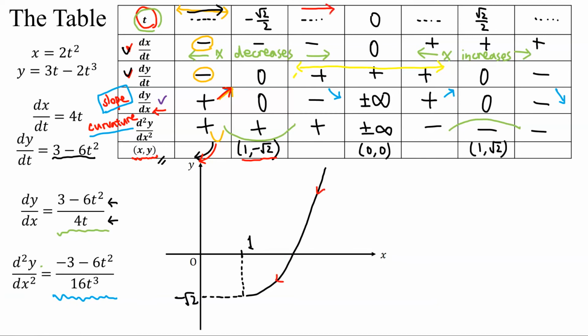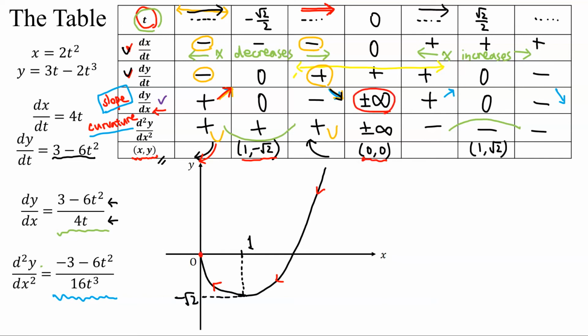And then let's take a look at this interval. Here x decreases, but y increases, and the overall curve is decreasing, and it is convex. So the movement of x, y is like this. In this way, x decreases, y increases, and the curve points in this downward direction. So in this interval, x, y moves like this. Decreasing x, increasing y, the curve is convex, and 0, 0 with infinite slope at the origin.